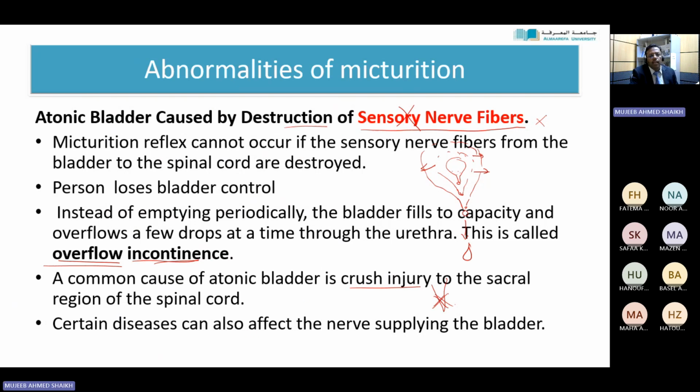Also, some diseases can lead to atonic bladder, like inflammation of these nerves, even long-standing diabetes mellitus or neurosyphilis, which affect the sacral segment of the spinal cord. Some neural infection, like herpes infection of the nerves, can also lead to atonic bladder.